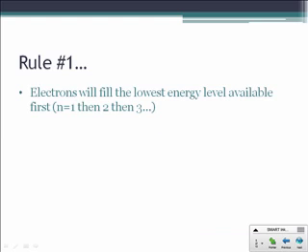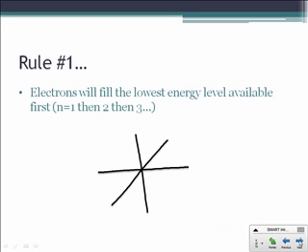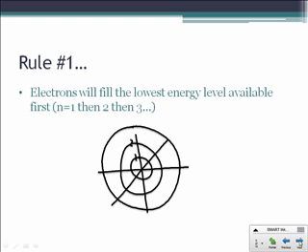So rule number 1 in detail. Electrons fill the lowest energy level available first and then continue. So if we draw our 3-axis system and we put on here the energy levels described by quantum mechanics and we number them outwards, the electrons will always fill closest to the nucleus before continuing on. So we fill the first energy level and then the second and then the third.